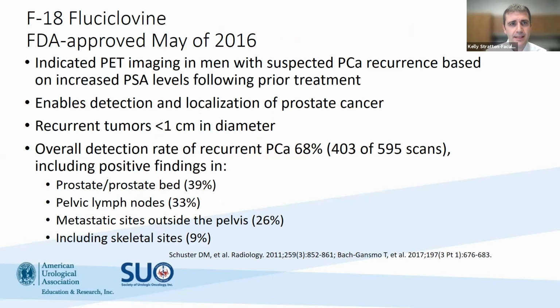That occurred in May of 2016, and it can detect tumors that are less than 1 centimeter in diameter. Overall, the detection rate is about 68%. In a study of 403 patients, 40% of patients had a recurrence of the prostate bed, 33% in the lymph nodes. Metastatic sites included 26% outside the pelvis, 9% in the skeleton. One of the things about Axon scans is it's not as good for sclerotic bone lesions. And so that is one area where Axon may be limited. But again, because of its minimal urinary excretion, it may be better for pelvic recurrences.